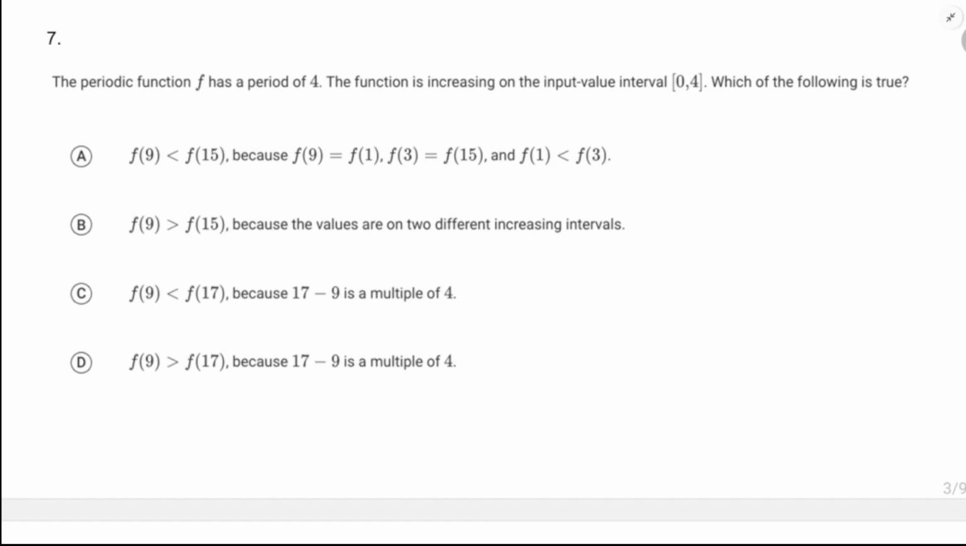Now, periodic function f has a period of 4. The function's increasing on the input value interval 0 to 4. Think about that. Okay, so that's one full period it's increasing on. I think this might be one of those ones like the first one where it's always going to be increasing. It's not going to be going down also because, yeah, the period is 4. It does its full thing on an interval of width 4. Yeah, so it's always increasing.